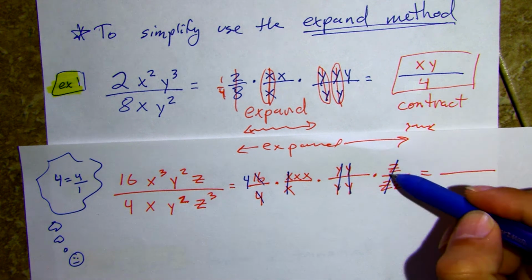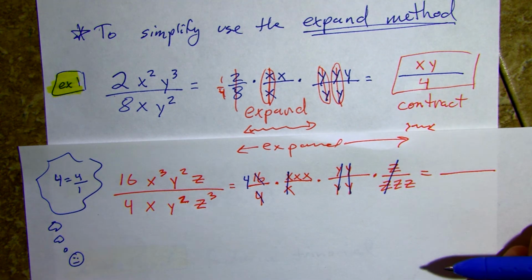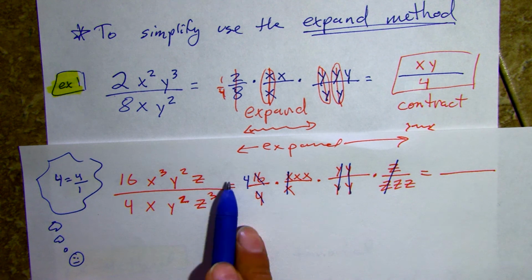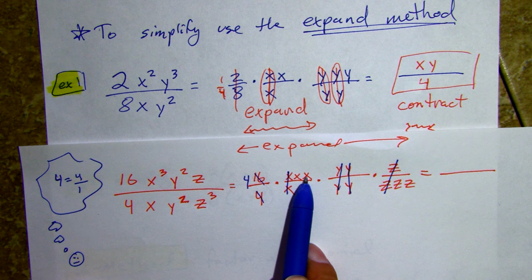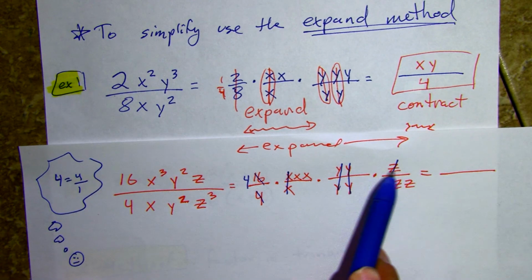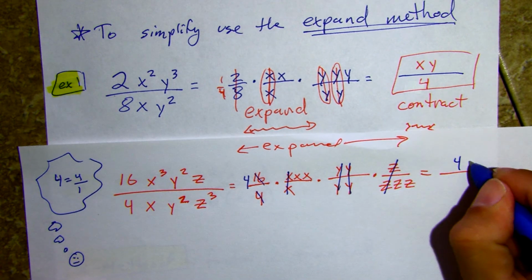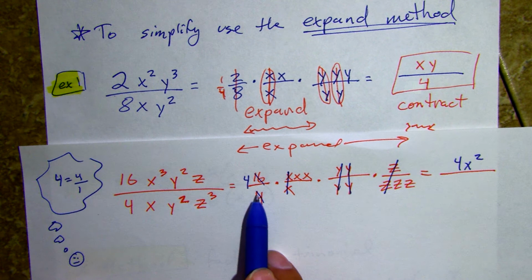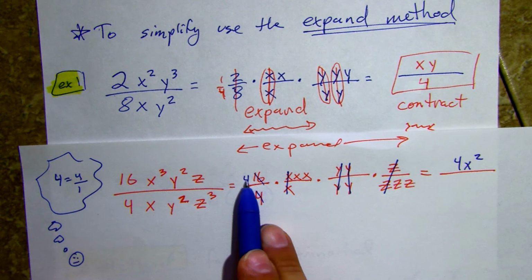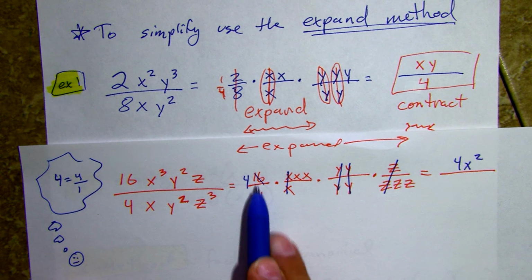All right, now let's get all the top ones here. 4 times x. Those are gone, that's gone. So we get 4x squared. And then looking at the bottom, what do we have? We already canceled this 4 when we did 16 divided by 4 to get the 4 left here. There's nothing on the bottom. Z squared.